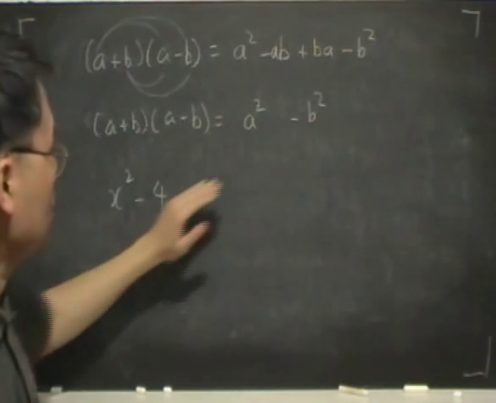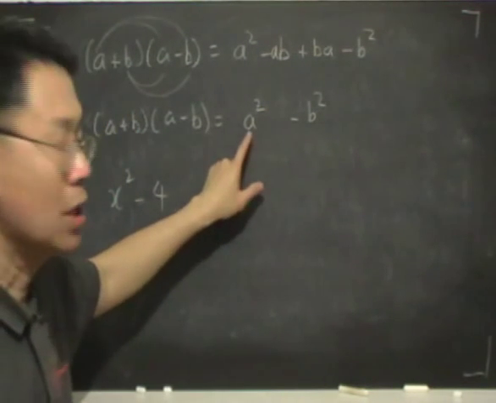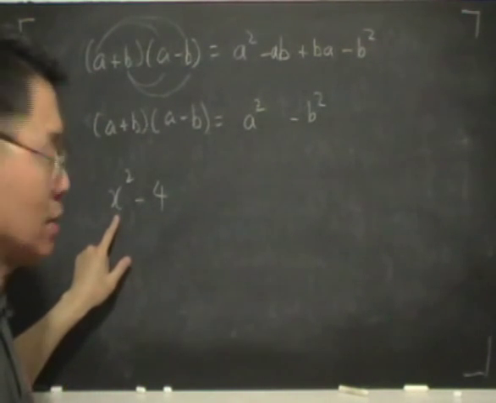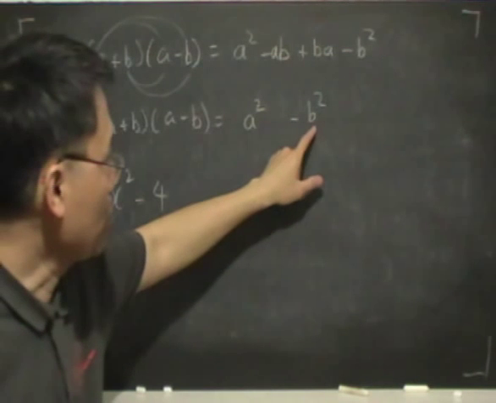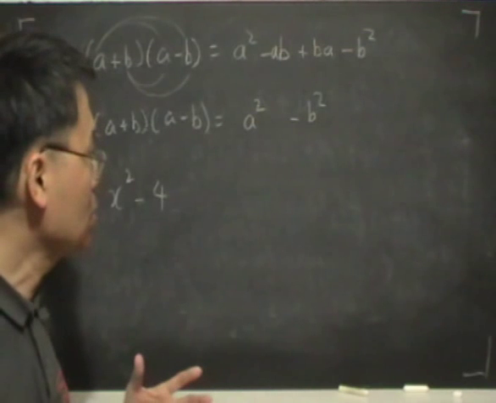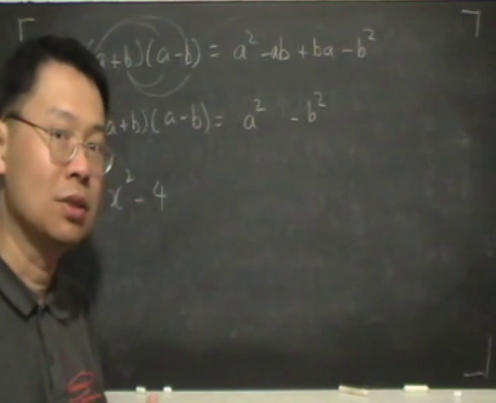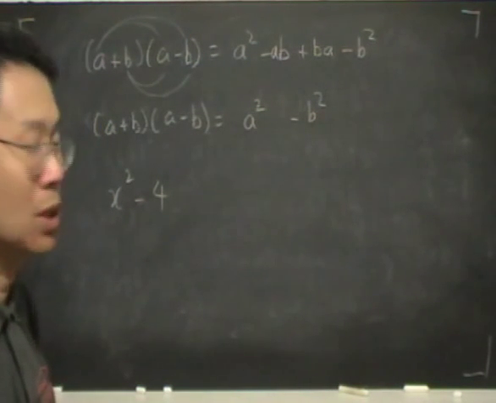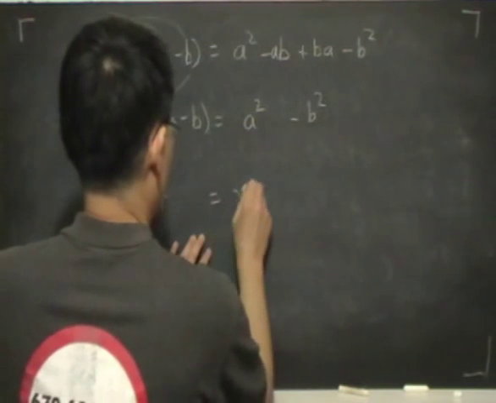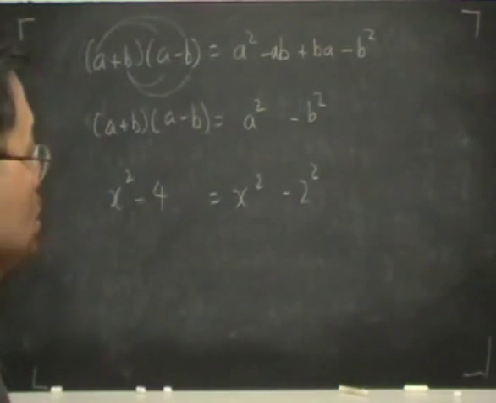Now if you look at this and this, there is actually a similar pattern. See, you have A squared here and you have x squared there. You have b squared there, and you have 4. Now 4 does not look like something squared, but actually you can write it as something squared because 4 is a perfect square. Four is actually 2 squared.